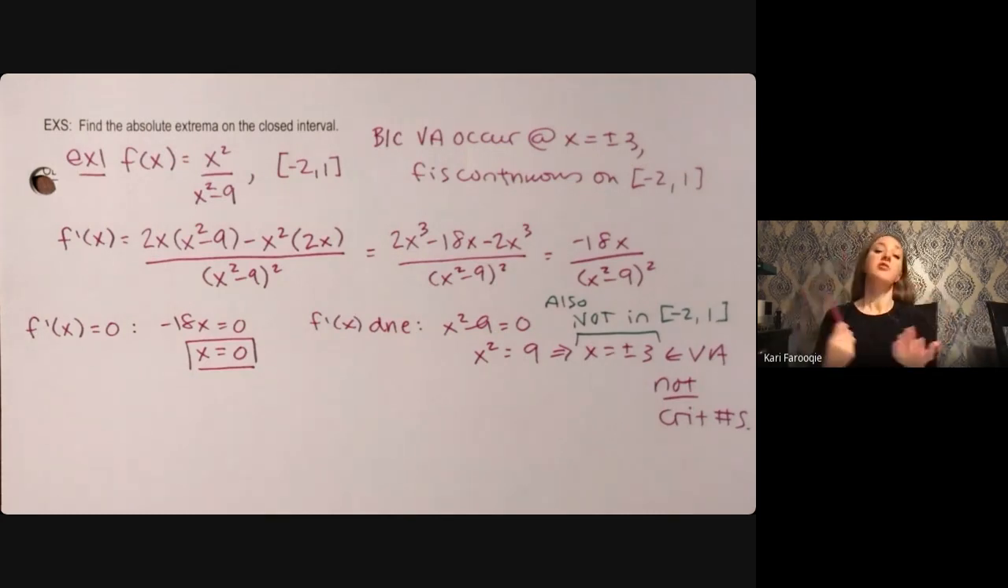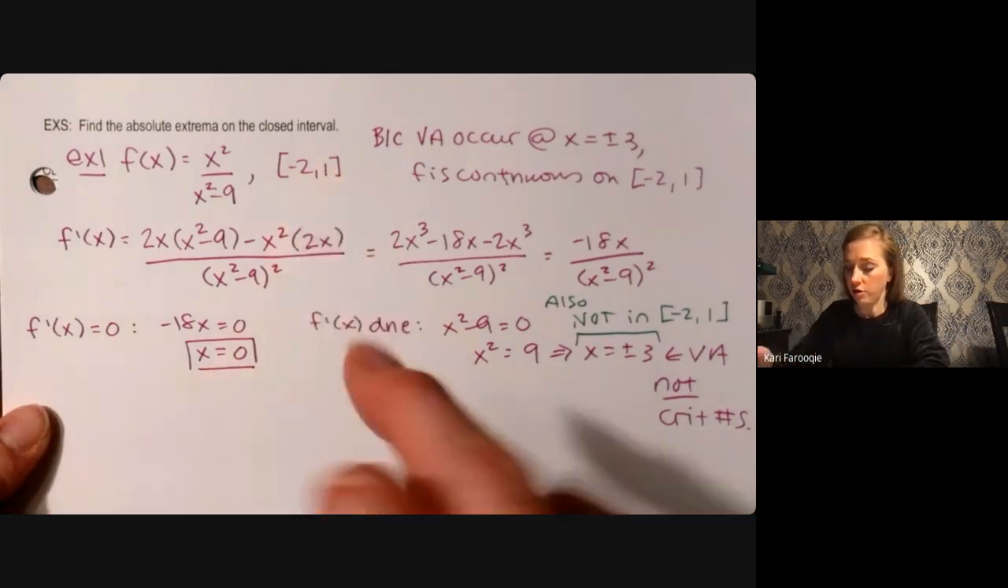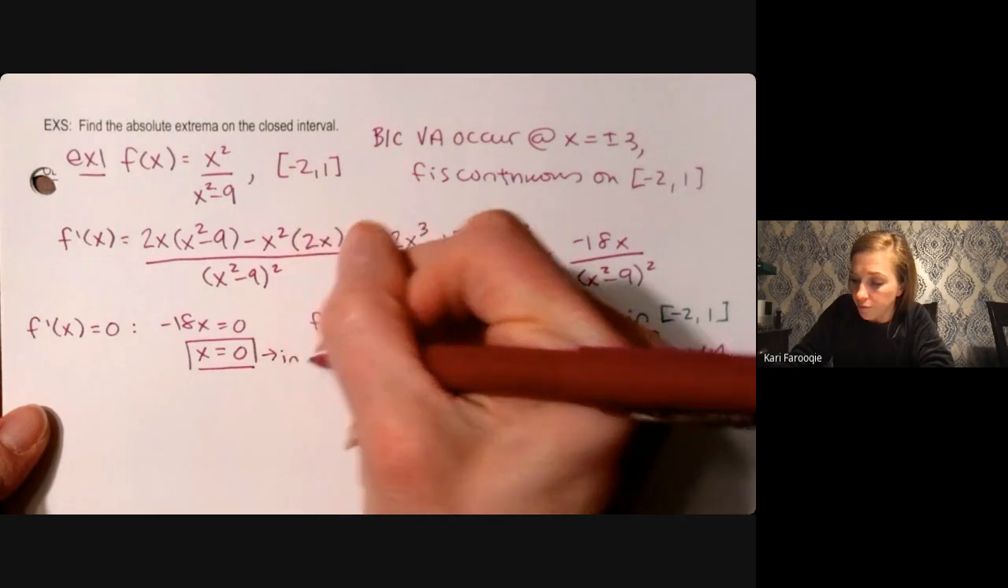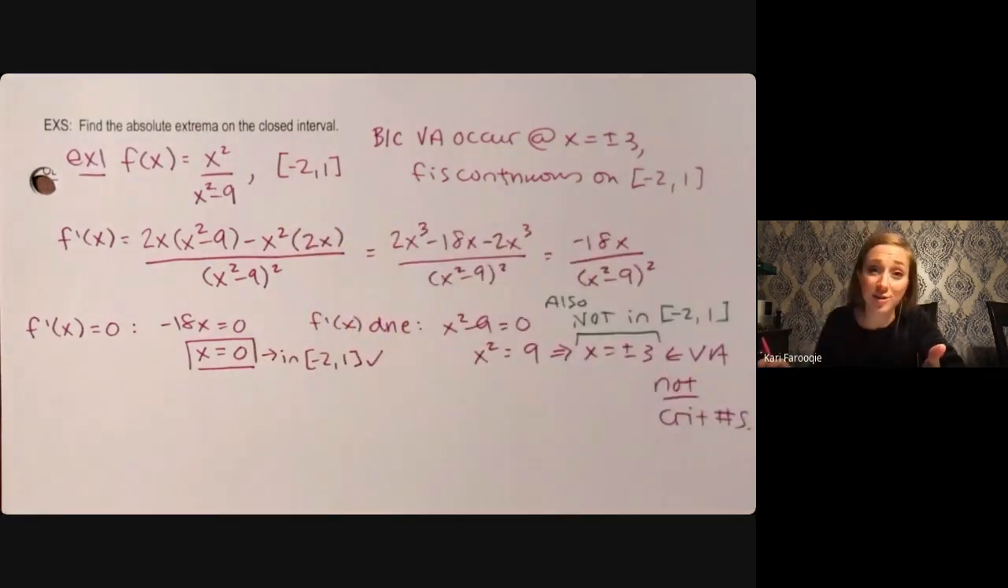Excellent. So now we have the first derivative. We set it equal to 0 and got a critical number. We made sure we looked at values where it did not exist, and we don't have anything important there. Notice that 0 is inside your interval. Check. If it's not in the interval, then it's not going to matter to us. We're only looking at values inside the interval.